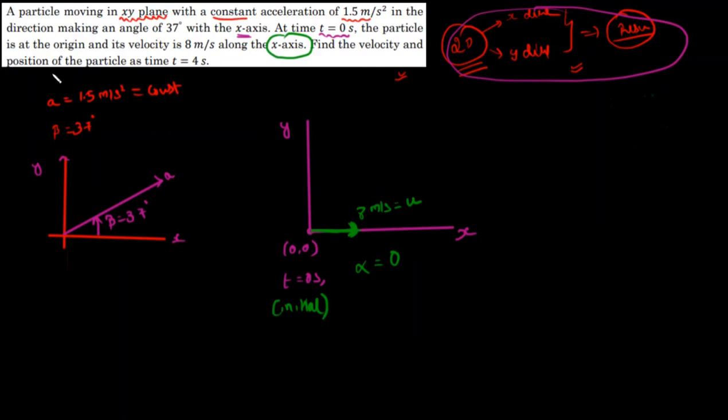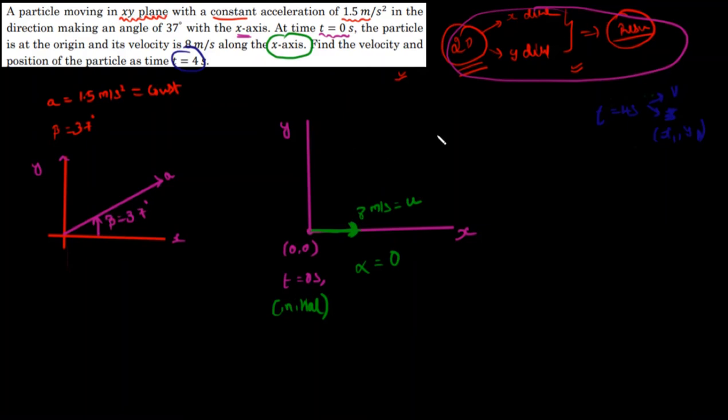Find the velocity and position of the particle at time t equal to 4. So when time is equal to 4 seconds, they are asking us to find the velocity and position, which is nothing but x comma y. We'll take it as x1 comma y1.